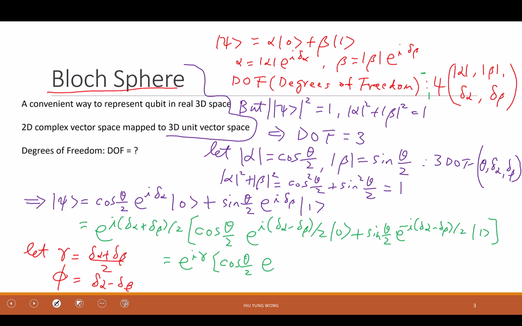Actually, sorry, I did the wrong substitution. My cheat sheet is a little bit messy, but I want to call this... sorry for that. I want phi to be delta beta minus delta alpha, right? So what is this now? Negative i phi divided by 2. Very good. And then how about the second term? Sine theta divided by 2 e to the power i phi divided by 2, because I am taking phi equal to delta beta minus delta alpha. And the whole thing is 1, right?